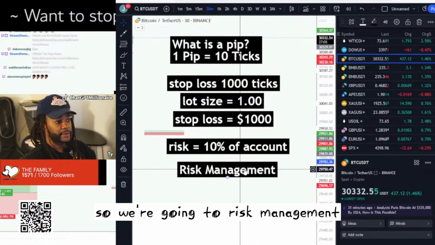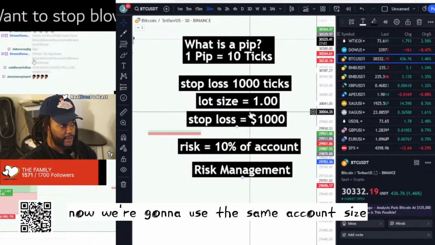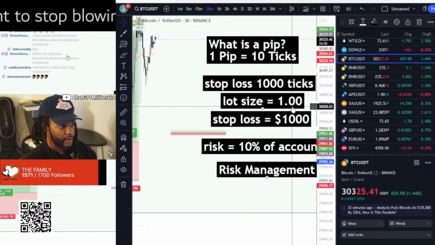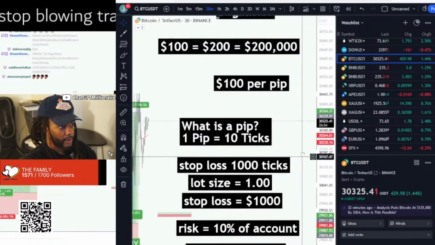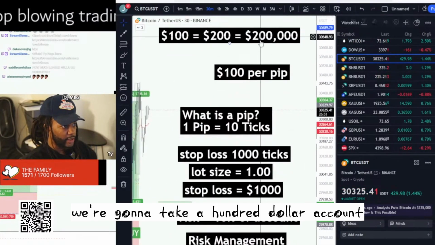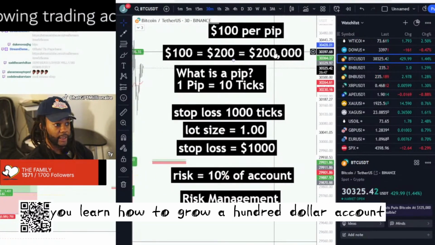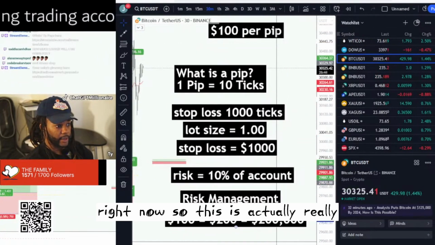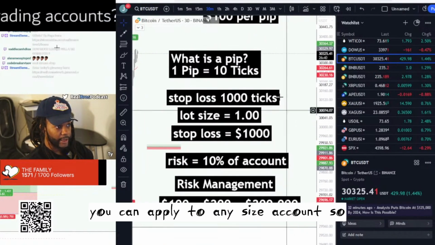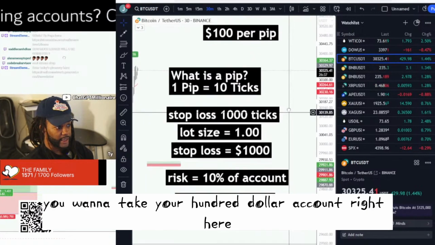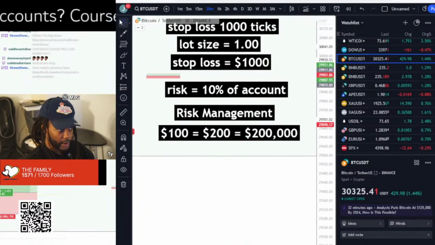So we're going to risk management. So when we do risk management now, we're going to use the same account size. We're going to take our $100 account. I'm going to teach you guys. Right now, you're learning how to grow a $100 account. So this is actually really, it can apply to any size account. So you want to take your $100 account right here. So you have a $100 account and you want to grow it.